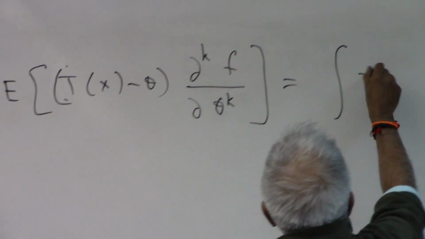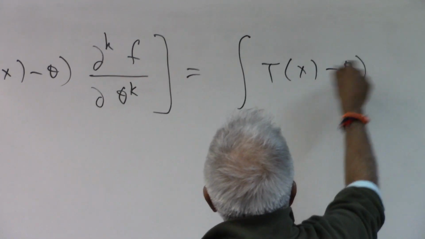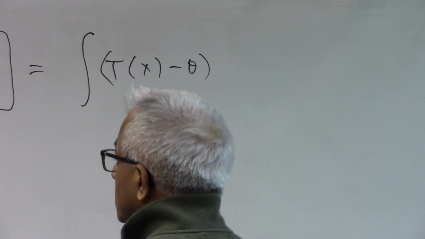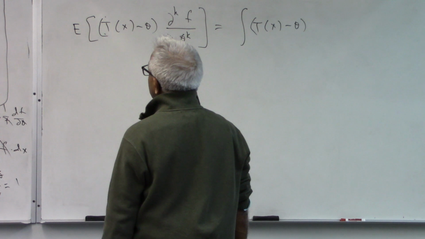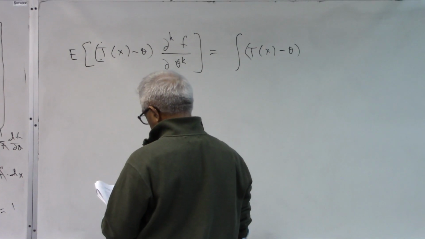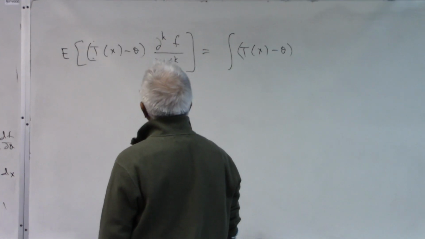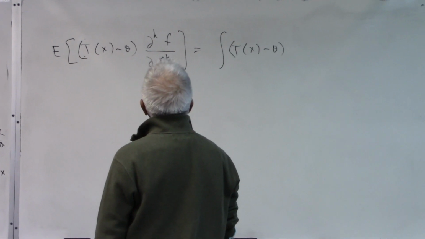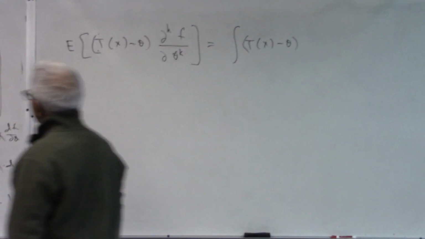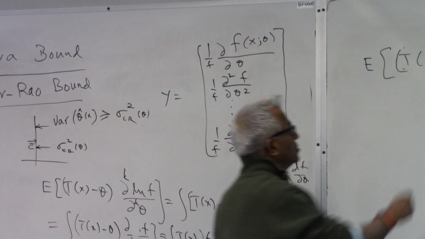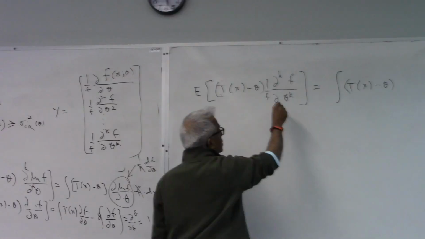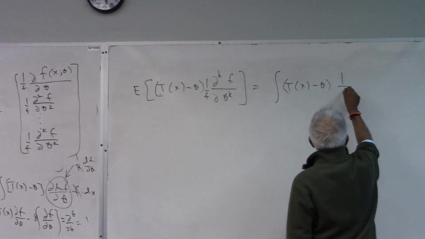So this, if I expand, is going to be Tx minus theta. This is what we are going to define y as. The second factor has a 1 over f here, because I want that to cancel off.